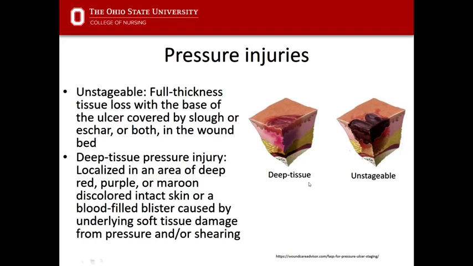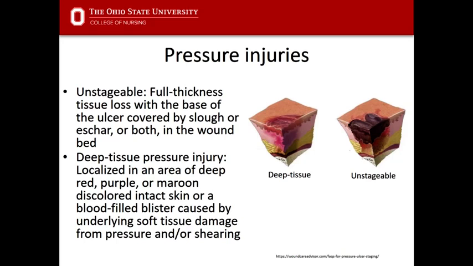But the base of it is covered, so you can't exactly see it. So that is why it's considered unstageable. The ulcer is covered with slough, or maybe a scab, or both, in that wound bed. So you can't really see what stage it's at. This could potentially be stage 2, it could be stage 4, but you really can't tell, because the presence of that covering is blocking your view of how deep that pressure injury goes.